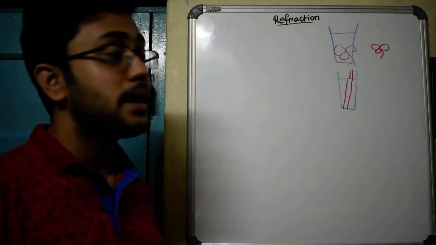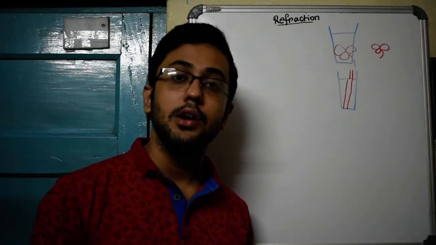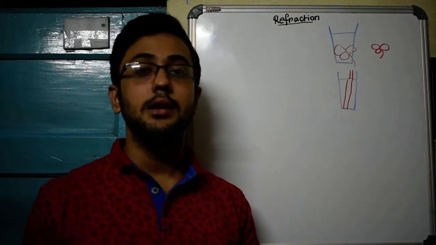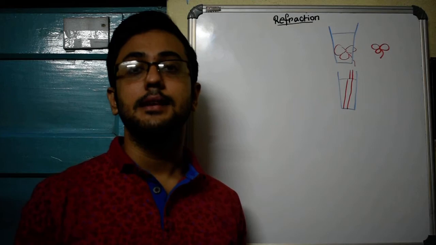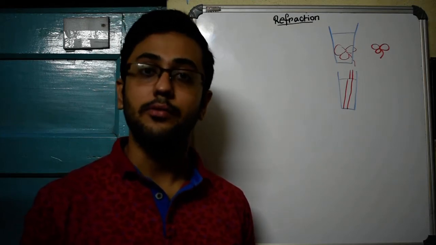So what does refraction tell us? Refraction says that when light is traveling from one transparent medium to another transparent medium, such that they have different optical densities, light bends from its original path, and this phenomenon is called refraction.